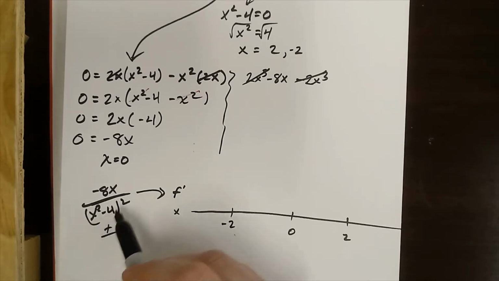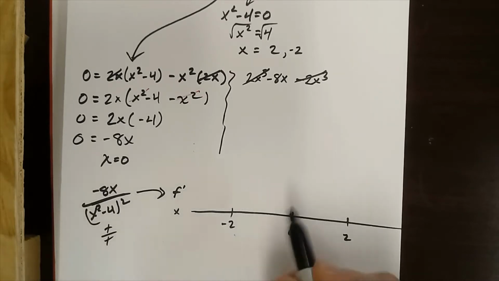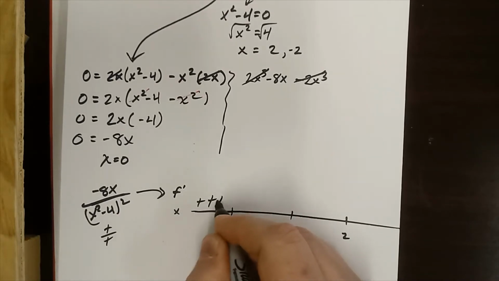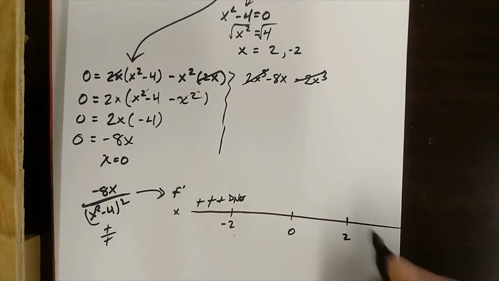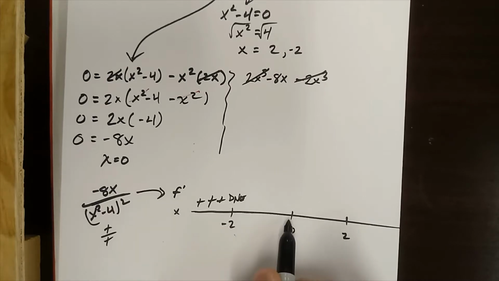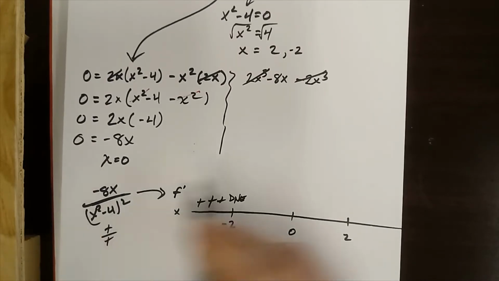Square it. It doesn't matter what happens here, it's going to wind up being positive. So the bottom's going to be positive unless it's 0. So because of that, we know that we're going to have a positive on the bottom. And so over here, f prime is positive. At -2, it does not exist. And then in between -2 and 0, well, if we try that, it's still positive.